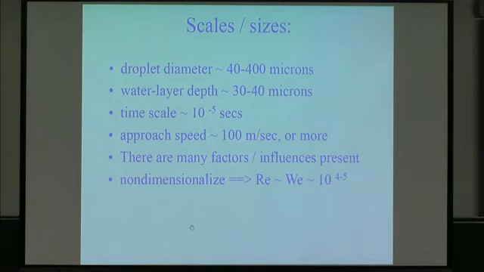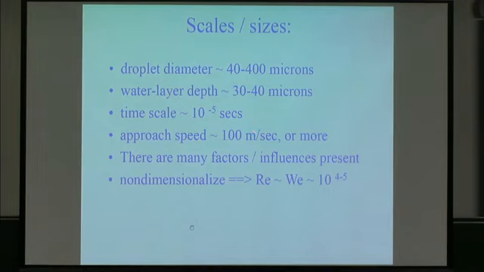Some of the scales and sizes are interesting. So the droplet diameter we've talked about, 400 microns maximum. There's usually a water layer on the aircraft surface of previously deposited droplets, which is 40 microns at most, say. The time scale is remarkably short, 10 to the minus 5 seconds. The approach speed is 100 meters per second, say.